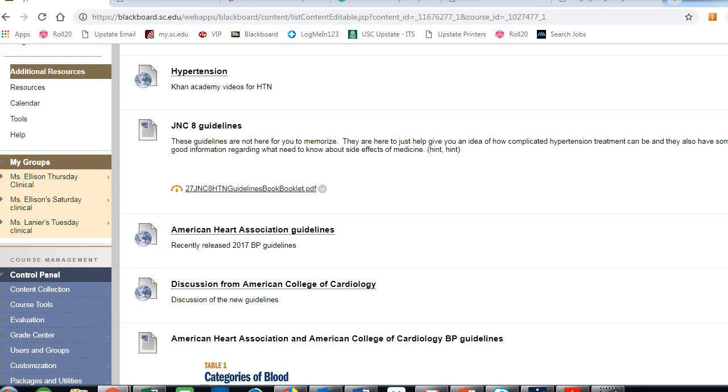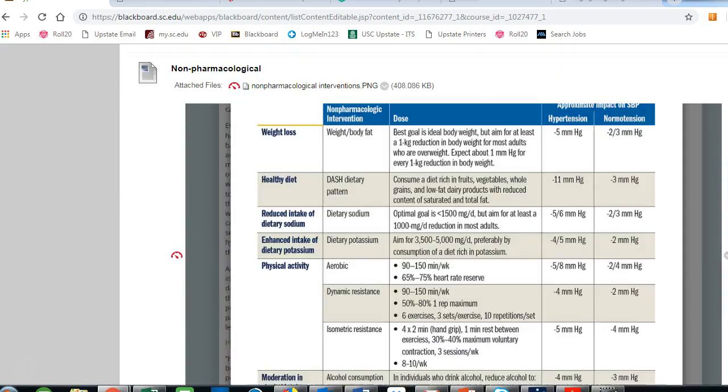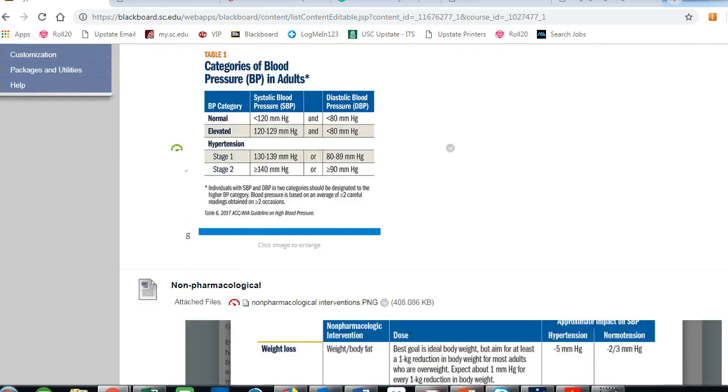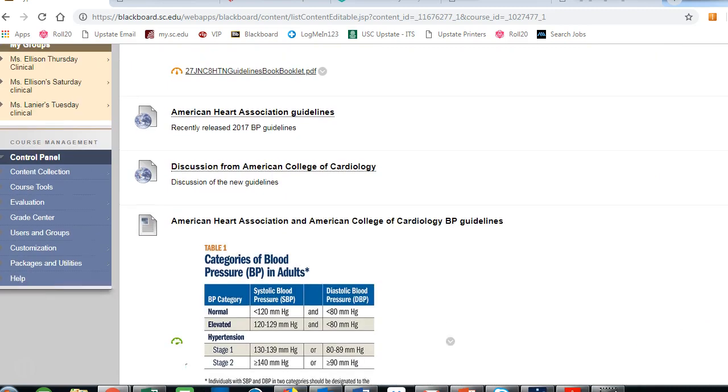The only real numbers that I want you guys to remember as far as blood pressure is hypertensive urgency versus hypertensive crisis, which we'll discuss next Friday. Hypertensive urgency is 180 over 110, and hypertensive crisis is 180 over 120. Okay, so blood pressure for this class, 140 over 90, and then hypertensive urgency, 180 over 110, and hypertensive emergency, 180 over 120. Those are your numbers if you have to have black and white numbers.